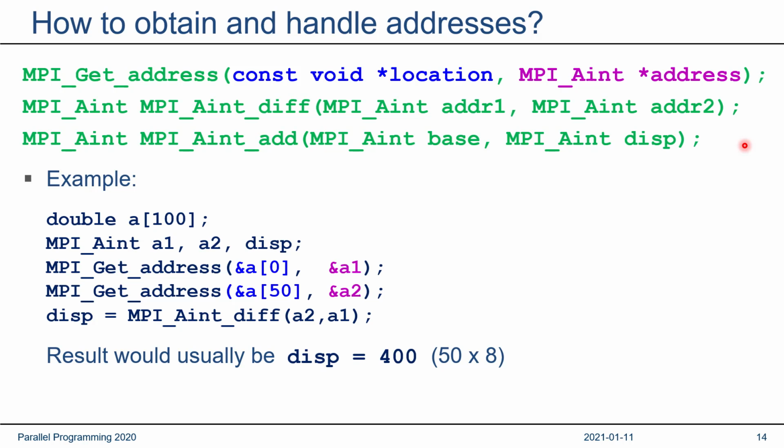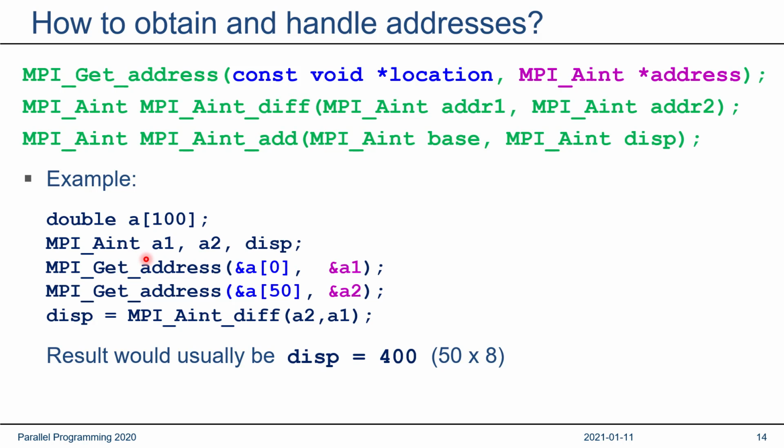Here's a little example for that. We have an array A of 100 doubles. What we'd like to do is calculate the offset in memory from element 50 with respect to element 0. Of course, in C you know what the result is, but MPI has its own way of handling addresses, so we need to learn how this is done in MPI.